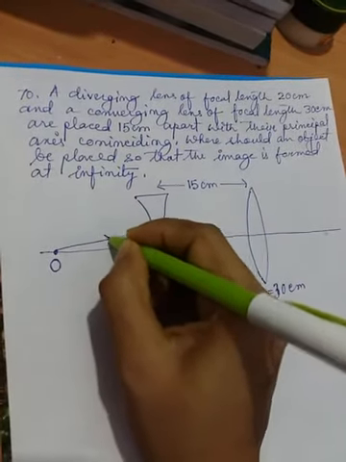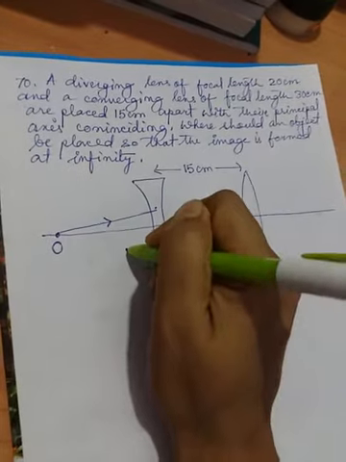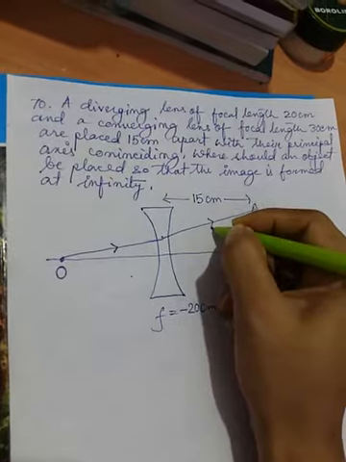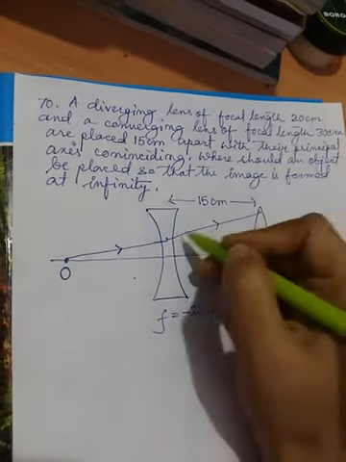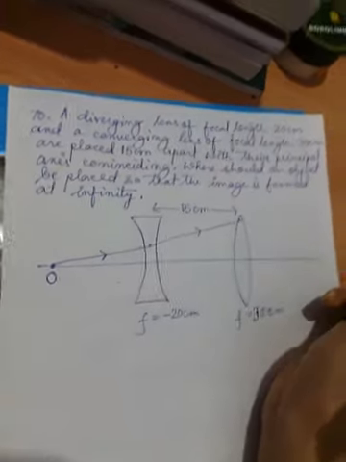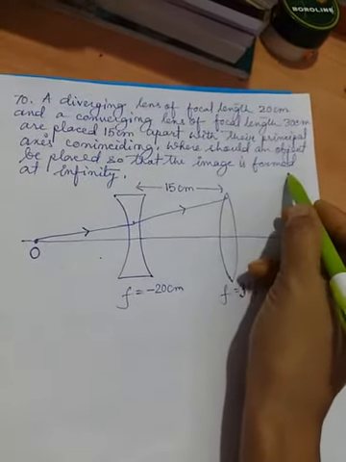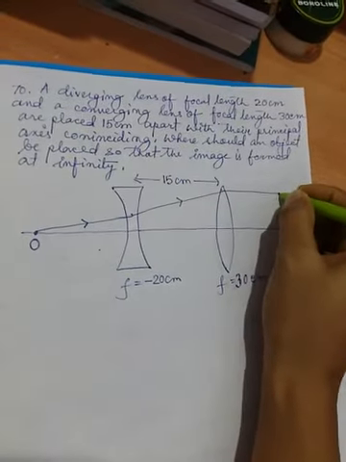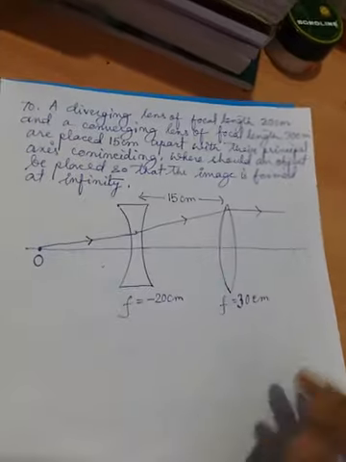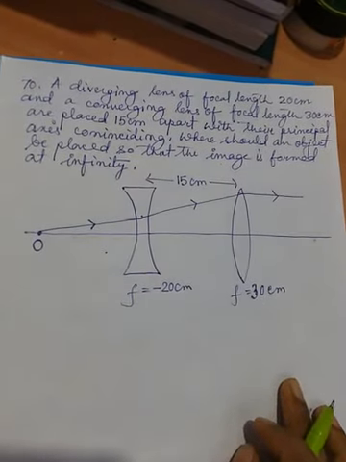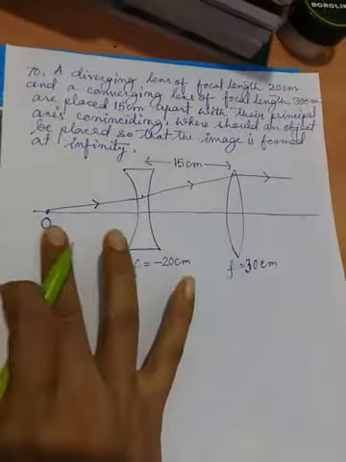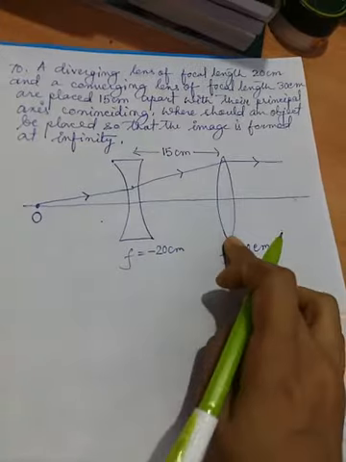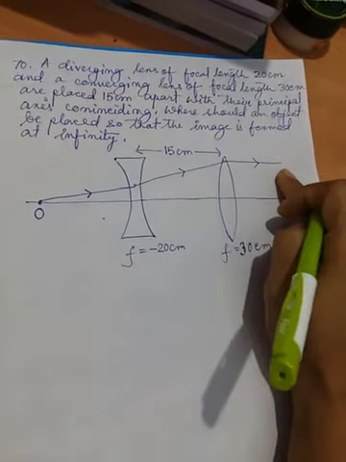This one is the incident rays of light. The nature of the lens is diverging, so it diverges the rays of light. According to the question, the image is formed at infinity. Then what will be the nature of the light? The light must be parallel to the principal axis. If you observe in the diagram, this is your point object, this is your concave lens, this is your convex lens, and the final image will be formed at infinity.